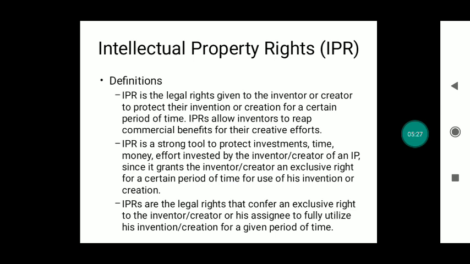There are different definitions for IP. One of the definitions goes like this. Definitions for IPR, intellectual property rights. First definition is IPR is the legal rights given to the inventor or creator to protect their invention or creation for a certain period of time. IPRs allow inventors to reap commercial benefits for their creative efforts. They will be given loyalty for their invention.